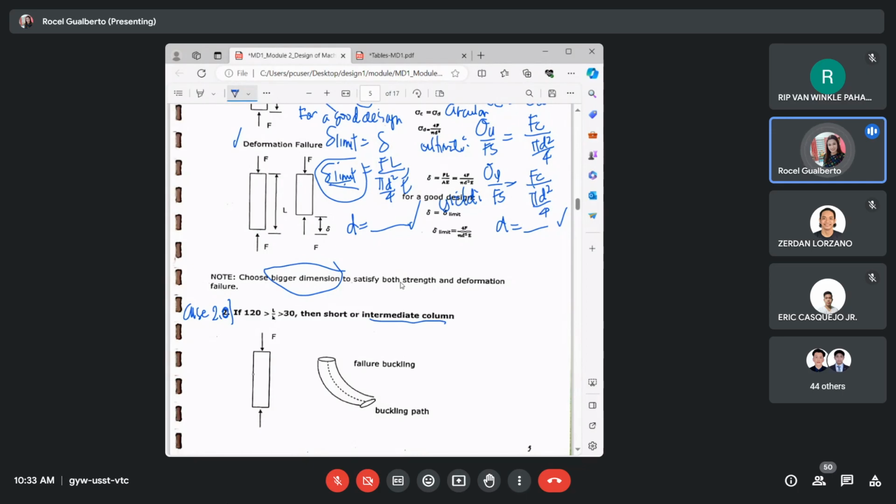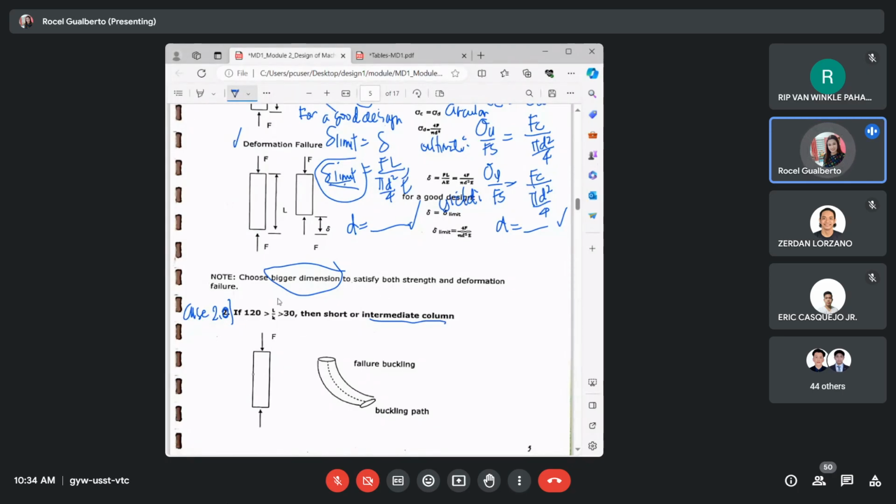And when we say intermediate column, how do they describe po yung kanyang behavior. When you apply a compressive load to it, ang tendency po niya is to have po yung bending. So, nagkakaroon na po siya ng buckling or bending. Yan po yung ating intermediate column. So, what you need to do is to consider this buckling failure when you design the member.